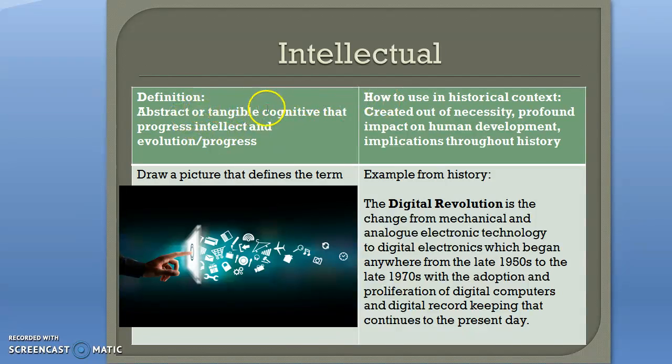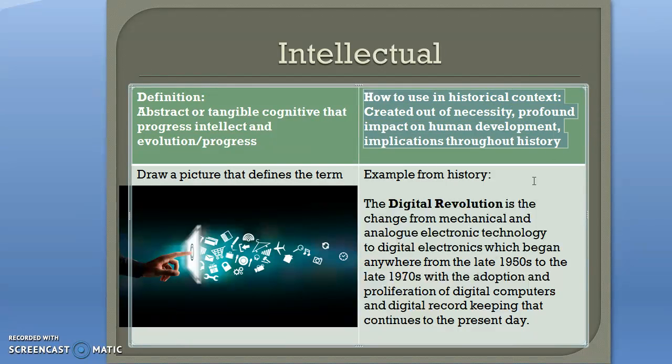So an abstract or tangible cognitive covers progress, intellect, and evolution. It just means we propel ourselves forward intellectually. So how to use intellectual in the historical context as part of SPICEE: it's usually created out of necessity.